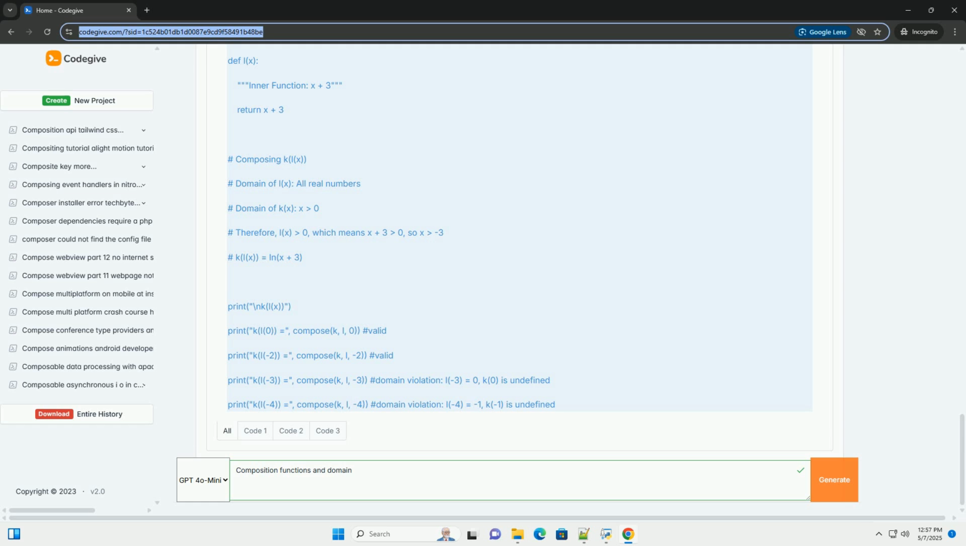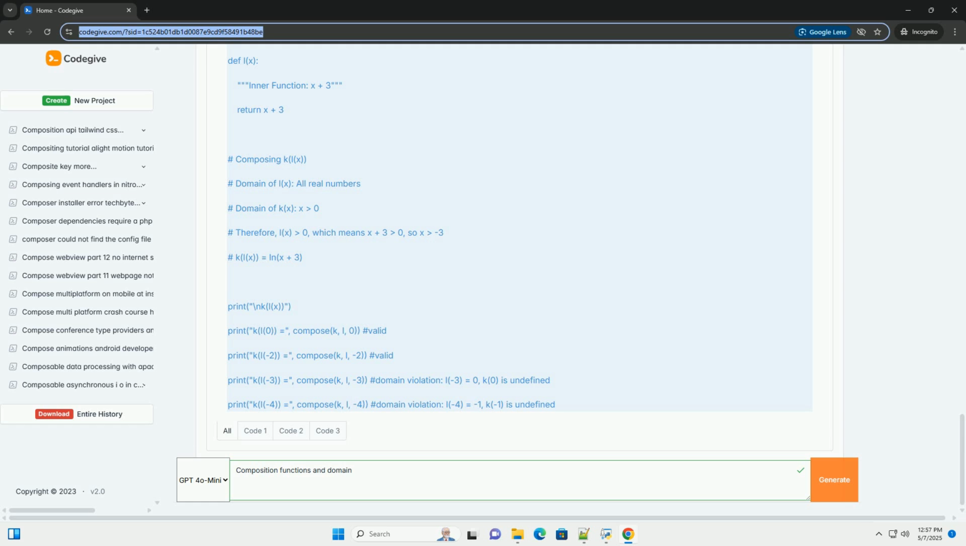In k(l(x)), l(x) has no domain restrictions, but k(x) requires x ≠ 0. Therefore we need l(x) ≠ 0, which means x + 3 ≠ 0, so x ≠ -3. For none, for undefined.